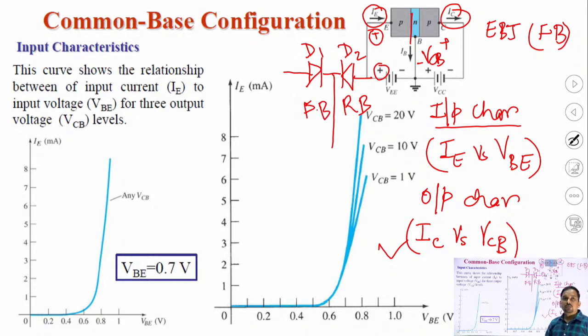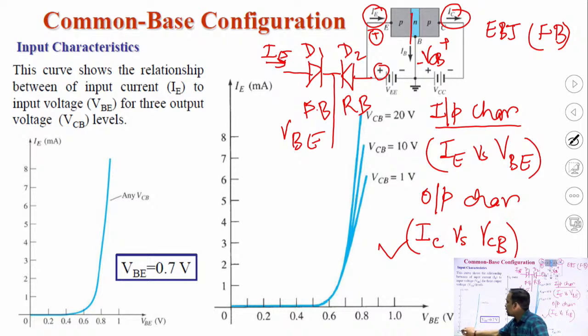So if the first diode is forward bias, then definitely the current IE versus VBE will follow the characteristics which are quite similar to that of a normal PN junction diode. We can see here that the characteristics are quite similar to that of a normal PN junction diode, where the turn on voltage is VB, which is around 0.7. So IE versus VBE.